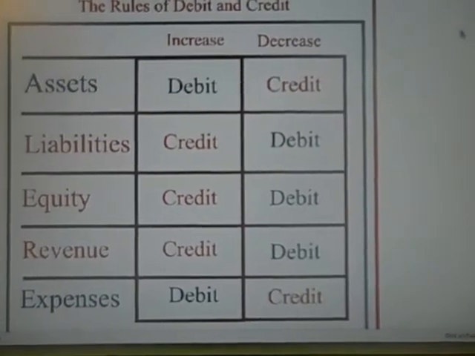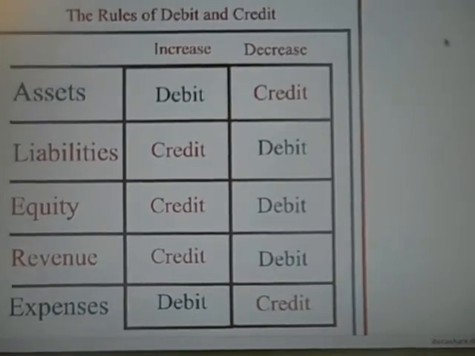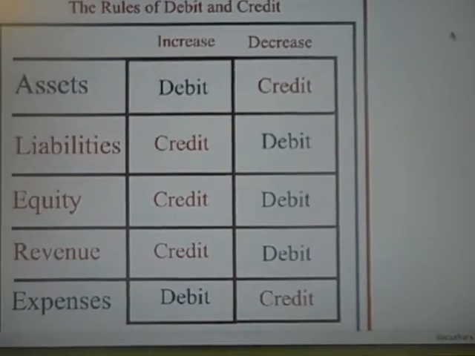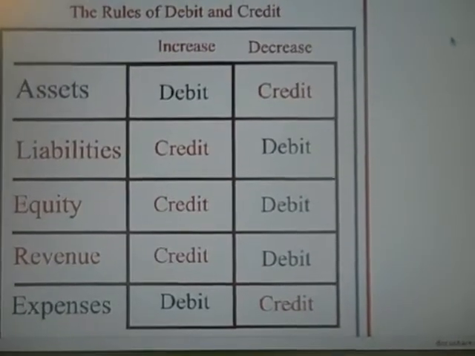Conversely, on a liability, if you increase a liability, you're going to credit it, and if you decrease a liability, you're going to debit it. In every transaction that you do, your debits have to equal your credits. So let's think about this.